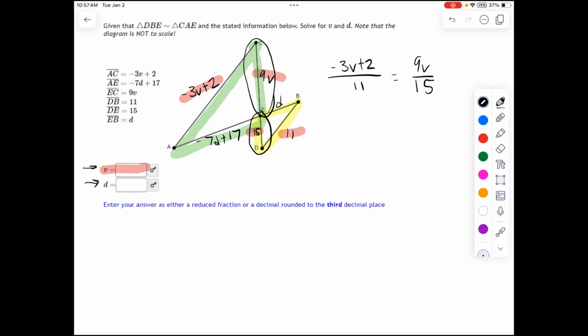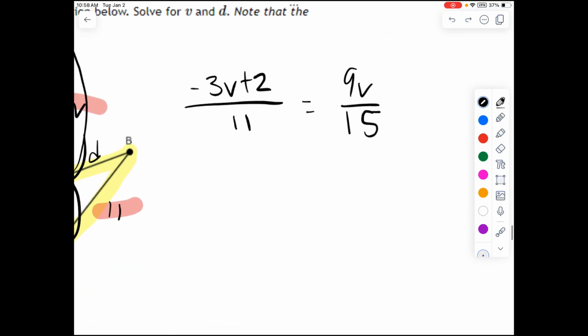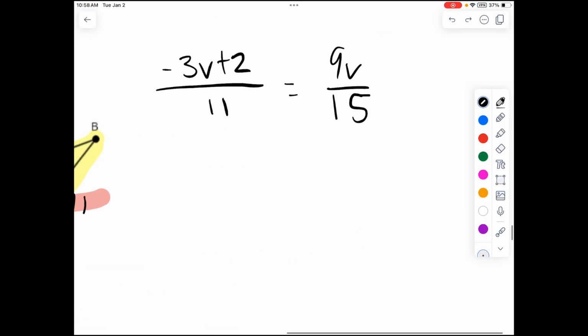So essentially what happened is that this little triangle, I'll make it a little more pronounced in what I'm drawing here, essentially whoosh, got rotated up and then was scaled up as well. Okay, so that's how these triangles were created. So that means 9v and 15, those are the similar sides, they correspond. And then it's just a matter of solving for v.